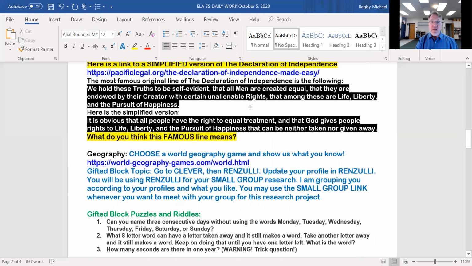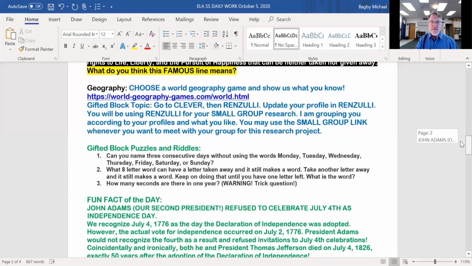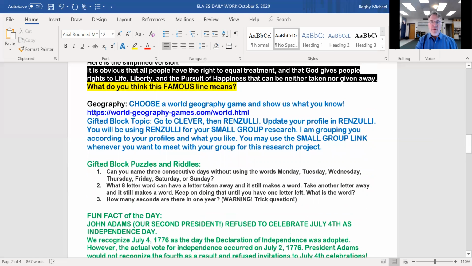The most famous original line: we hold these truths to be self-evident, that all men are created equal, that they are endowed by their Creator with certain unalienable rights, that among these are life, liberty, and the pursuit of happiness. The simplified version, even though I think that's pretty easy to understand: it is obvious that all people have the right to equal treatment and that God gives people rights to life, liberty, and the pursuit of happiness that can be neither taken nor given away. What do you think that famous line means? So again, we'll be reading about the Declaration of Independence, and I want you to think about what that famous line means.